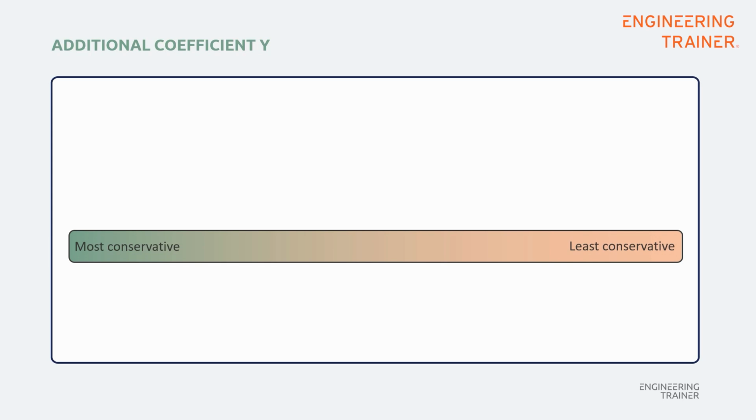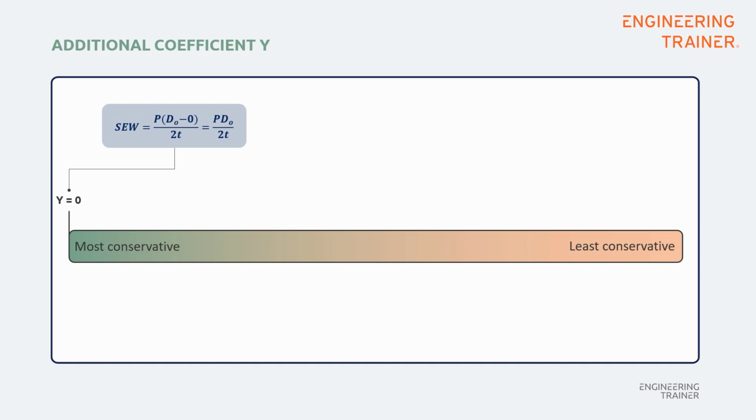To determine the influence of the additional coefficient, Y, let's have a look at this bar that ranges from most conservative to least conservative. When implementing Y equals 0, the rewritten equation for the stress in the pipe is similar to the standard equation for the hoop stress P, D, over 2, T. This is the most conservative value for Y that can be picked. In the equation we can see that the higher the Y factor gets, the lower the stress in the pipe becomes. So, higher values for Y provide less conservative results.